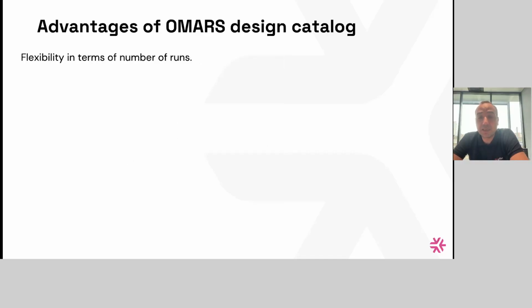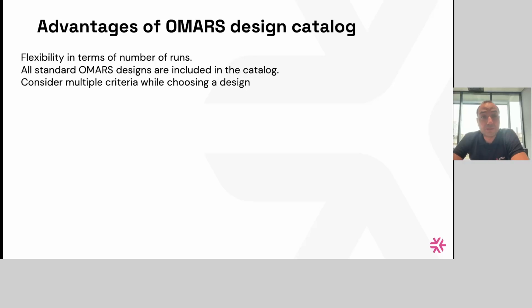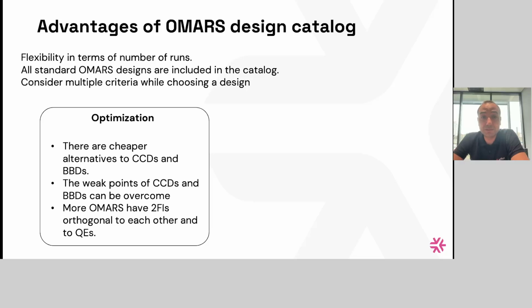Advantages of using the OMARS design catalog: you have flexibility in number of runs. In the catalog, we have all standard OMARS designs, so the central composite design, Box-Behnken design, definitive screening designs, they are also there, and if they will be the best for a specific challenge, then they will be chosen. Using our platform, you can consider multiple criteria while choosing a design. And for optimization, there are cheaper alternatives to CCDs and BBDs, and the weak points of CCDs and BBDs can be overcome. And there are strong OMARS, as we have seen.